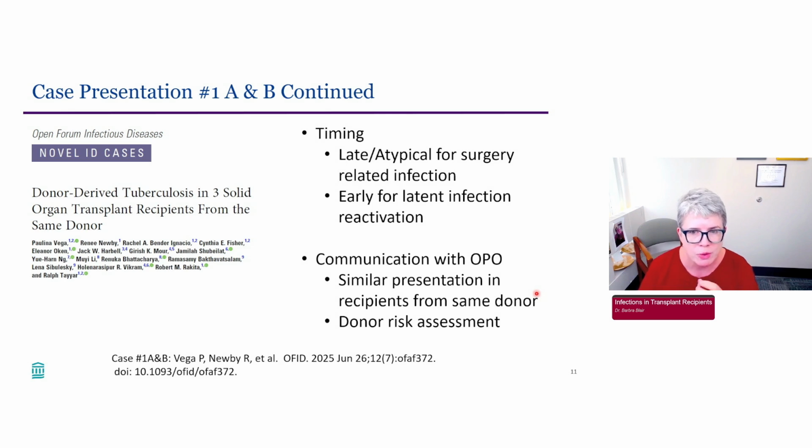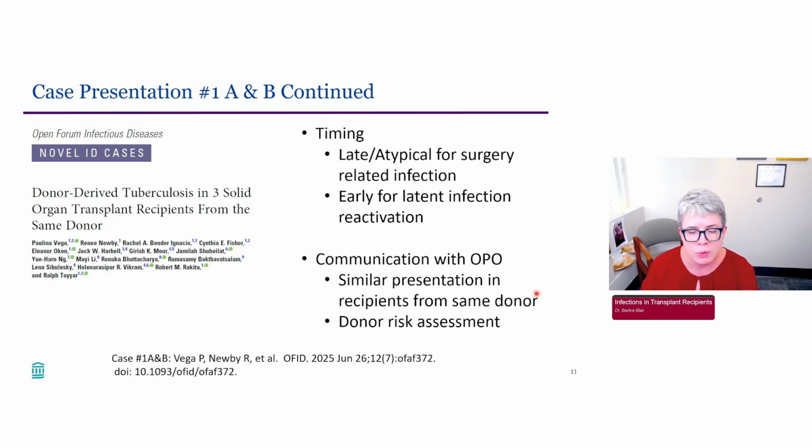So these two cases actually came from a case report of 3 recipients from the same donor being diagnosed with disseminated TB. Both the kidney recipients and the liver recipient got disseminated TB. And you could have considered, as you guys did, that both cases might have been related to surgical complications, although that seemed a little bit late because it was moving towards the 4 to 6 week mark. And again, a little bit too early for reactivation of tuberculosis from latent infection. And then the second patient really had no identifiable risk factors.